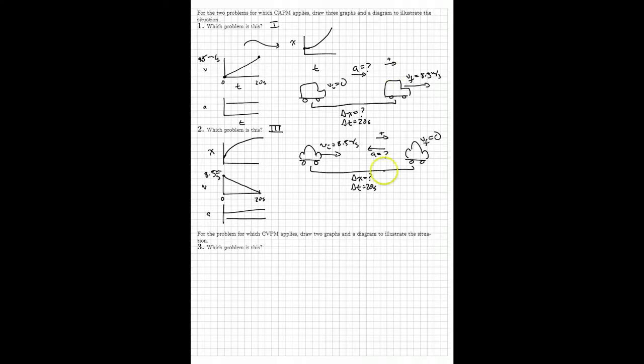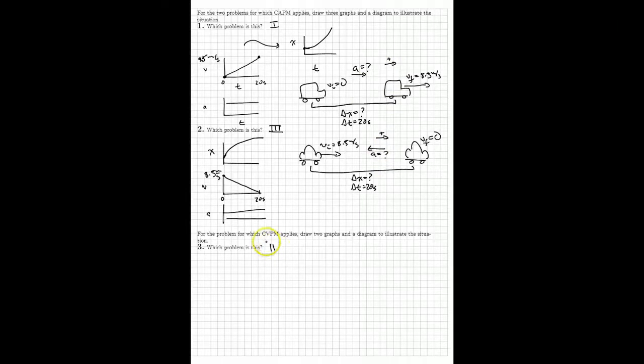So notice on these two diagrams I drew the object at the beginning and the end, and I labeled along the interval the delta x and the delta t. I labeled the vi and the vf with vectors if they're not 0, and I labeled the acceleration vector and the direction of positive. Those are the things that need to go into your diagrams.